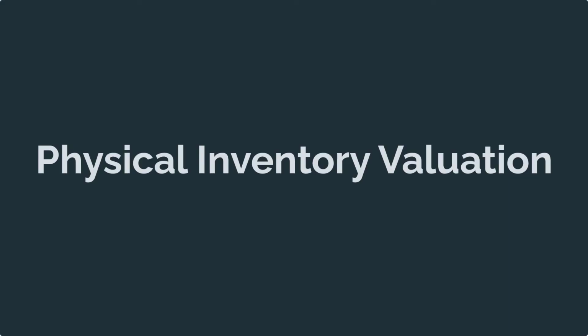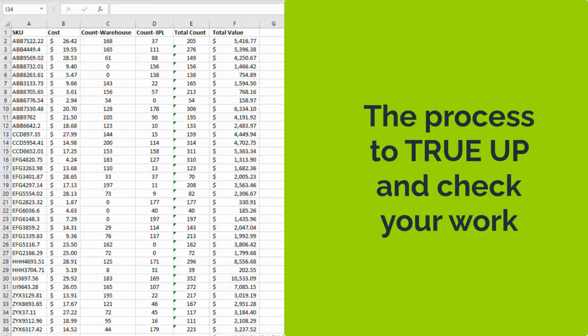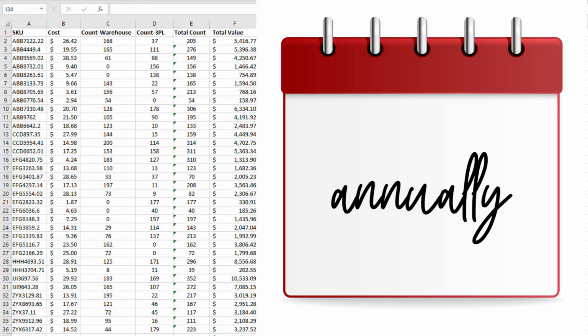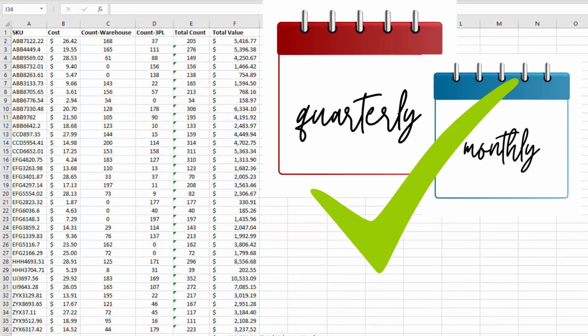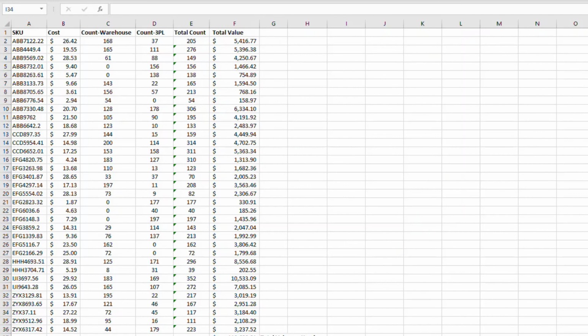Now for your physical inventory valuation. This is a process to true up and check your work. You want to do this at minimum once a year to make sure that your financial statements are reasonably accurate for tax purposes, but doing it quarterly or monthly is a good way to make sure that your statements are actually useful to you for decision-making purposes, and not just to the IRS for charging your taxes.